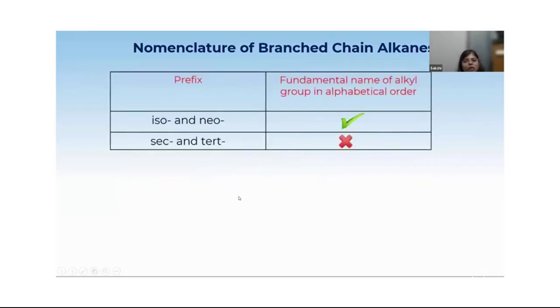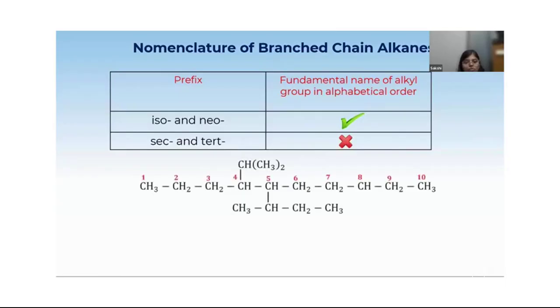Okay, so iso and neo prefixes are also used to name. So let us see. Here you can see it is 5 secondary butyl, 4 isopropyl. So this is known as secondary butyl, right? Butyl means 4 carbon atoms. So this carbon atom is a secondary carbon atom. Okay, what is a neo group?